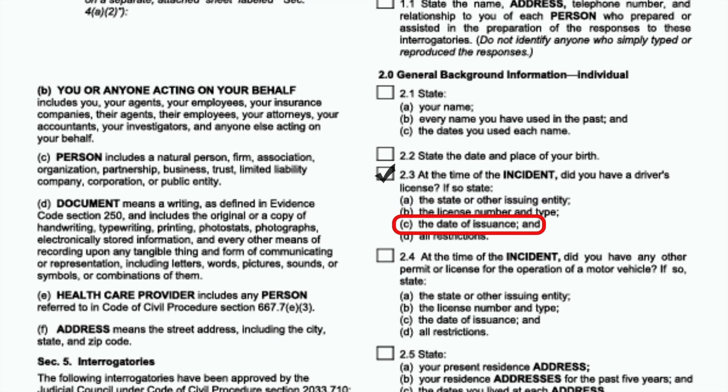Item C is the date of issuance. When did you get that license? If you got it when you were 16, you want to identify that date as the issuing date. You wouldn't identify it as the date of your most recent renewal. And the last thing on that is all restrictions. For example, if you have to wear glasses, you identify that.